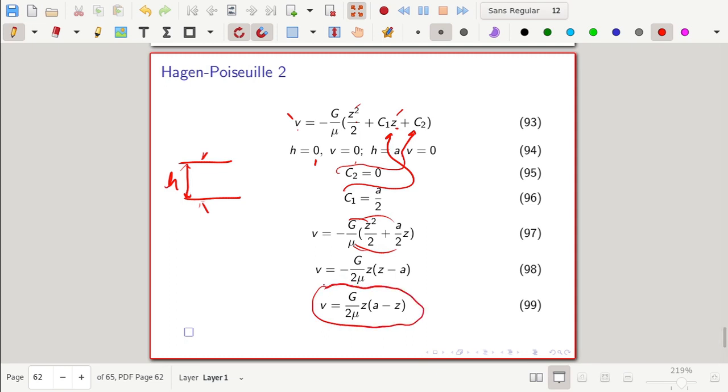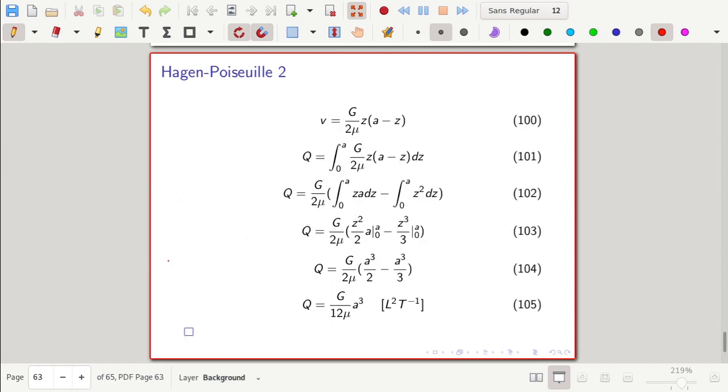To check if this equation is true, let's apply this condition here. At z equals 0, we have 0 here, so v equals 0. At z equals a, a minus a is 0, so it verifies that the velocity is 0 here and here. So this is the velocity profile, which will also be a parabolic velocity profile in this dimension z here.